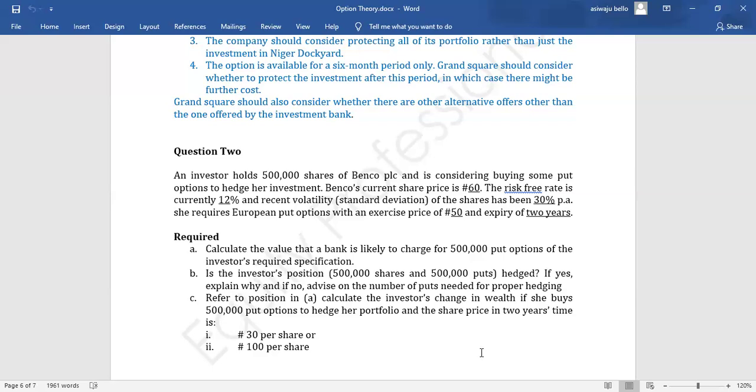So, to respond to this question, if you look at question B, you have two questions in B. Examiner says, is the investor's position of 500,000 shares and 500,000 put a hedge? If yes, explain. So the appropriate response to that question is to say no. The investor's position of 500,000 shares and 500,000 put options is not a hedge. That will be our response.